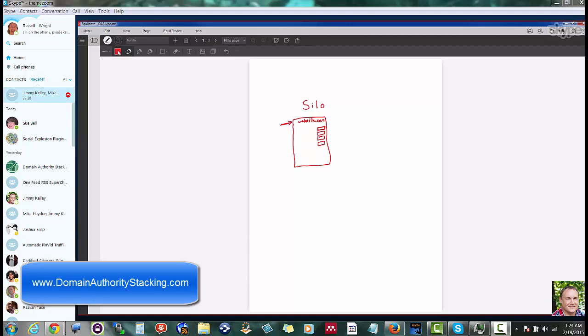So let's just try to pick a theme here. Let's just say I'm going to try and rank for smart pens. Maybe a sub-brand of smart pens, like the one you're using right now. Smartpen.com, let's say that's our site, and we have affiliate products associated with selling smart pens.